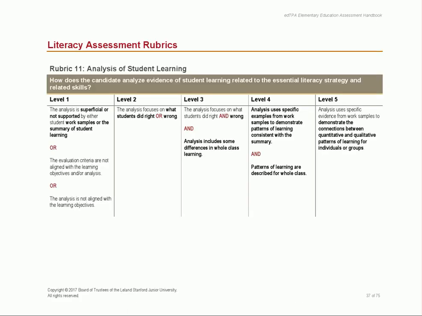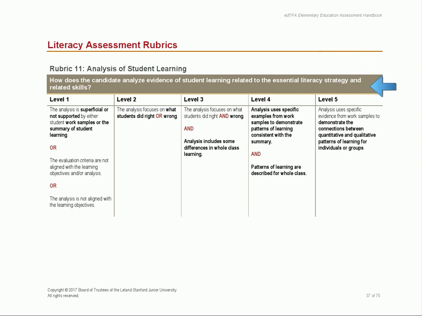Let's get to the rubrics. There'll be 5 rubrics again. And let's start with this first one. Rubric 11, Analysis of Student Learning. So, sorry for the interruption. Let's take a look at this. Rubric 11, Analysis of Student Learning.